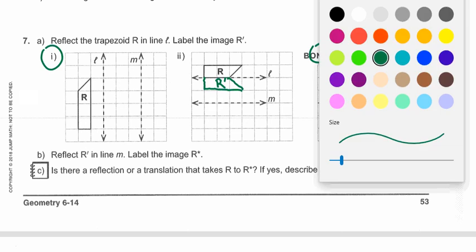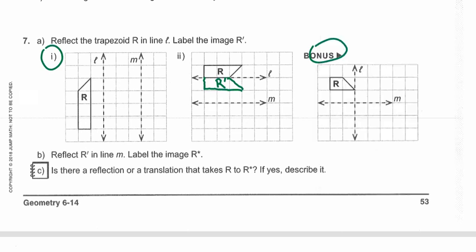But then if I reflect again through mirror line M, which it asked me to do in B, what if I reflect through mirror line M? Then this is going to reflect down to here, because it's 1 step away. This corner is going to reflect to here because it's 1 step away. This one is going to reflect to here, and this one is going to reflect to here because it's 2 steps away from line M. So this is what my R star is going to look like when I do B. Anyway, I hope that's good.